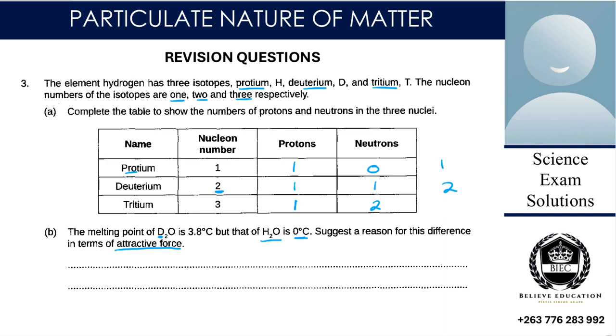So in terms of the attractive forces, the difference is that the one with a melting point of 3.8 means it requires more heat energy to break the bonds, and the one with 0 requires less what? Energy. So for molecules to move, molecules with bigger mass tend to move less than those with small mass.